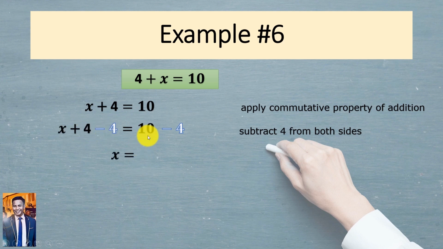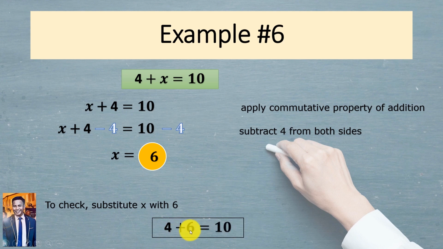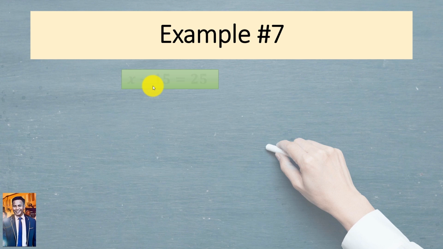Now, we subtract 10 minus 4. That will become 6. So, our answer now is 6 and we can check now. Substitute x with 6. That becomes 4 plus 6 is equal to 10. So, correct siya. Next, example number 7. X minus 15 is equal to 25.